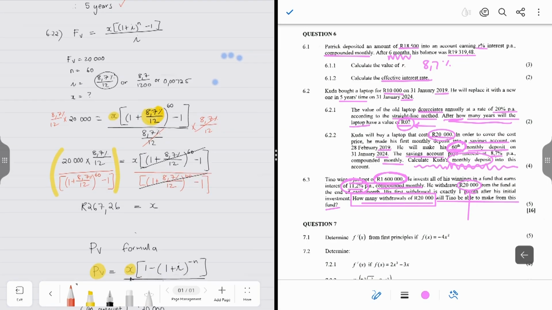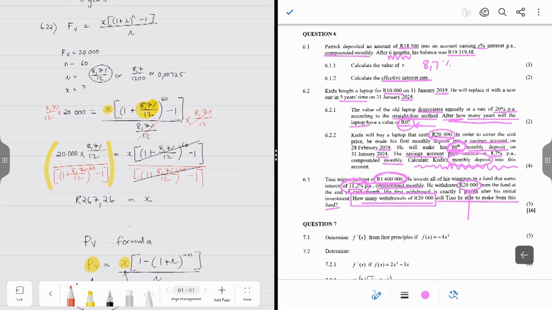The next one, 6.2.2, is 4 marks, and that is using the FV formula. Kuda will buy a laptop for 20,000, and our very first mark is our interest. This is usually a standalone mark, so wherever you put your interest, even if it's in the wrong formula, you will still get it. So please be careful, get that interest right. Remember, I showed you there are a few different ways you can write that interest. Get that interest rate correct, and you will get the mark.